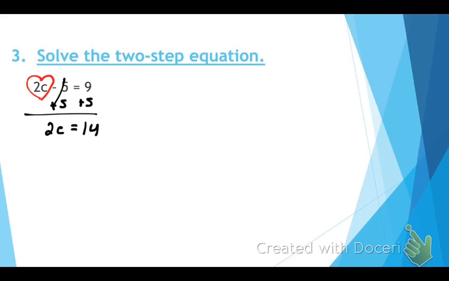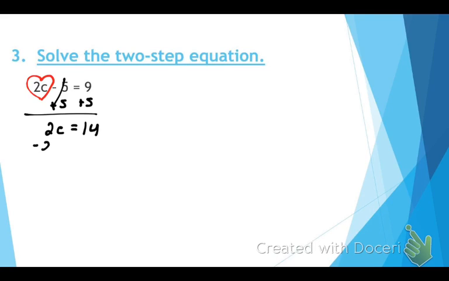Now, many of you, I saw you boxed it in and said you were done. Remember, the goal is to get the variable by itself. Is my variable alone? No. What's not allowing it to be alone? Multiply by 2. How do I get rid of multiply by 2? Divide by 2.